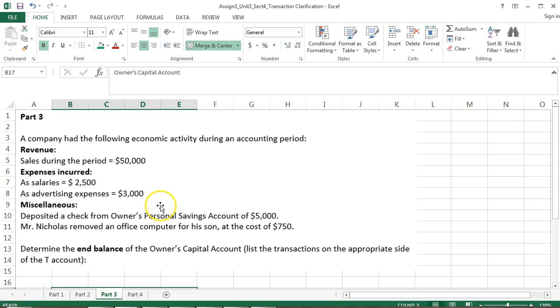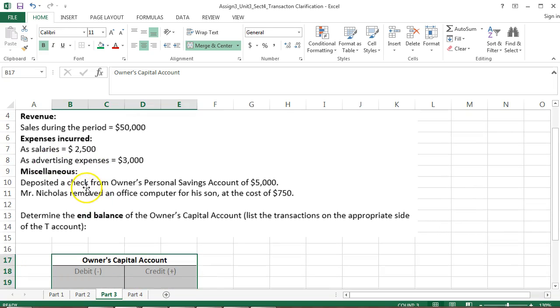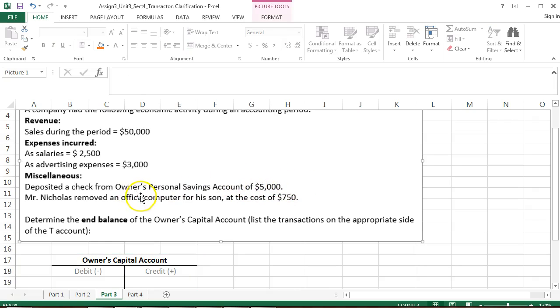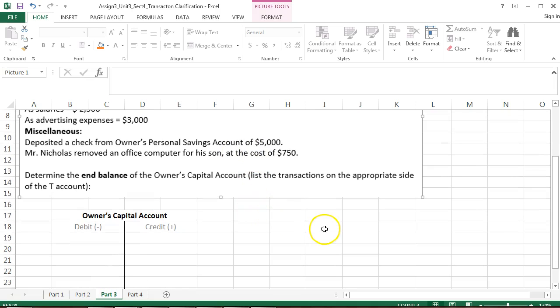Part 3, a company had the following economic activity during the accounting period. They brought in $50,000 of revenue. They had $2,500 go out as salary expense, $3,000 go out as advertising expense, and then they deposited a check from owner's personal savings. So this is just another investment in the company of $5,000. And then Mr. Nicholas removed an office computer for his son at the cost of $750. So that would be like an owner's withdrawal. He withdrew something of value from the business. So we're going to record that in the owner's withdrawal account.